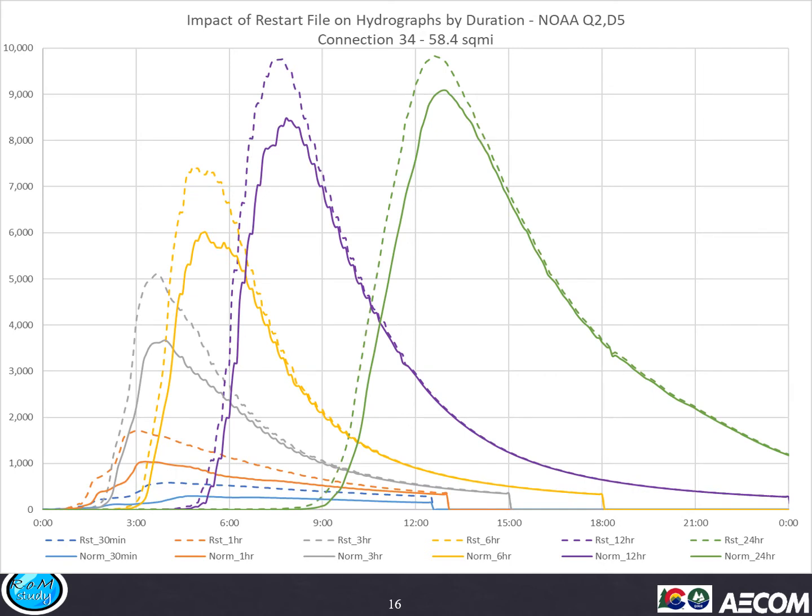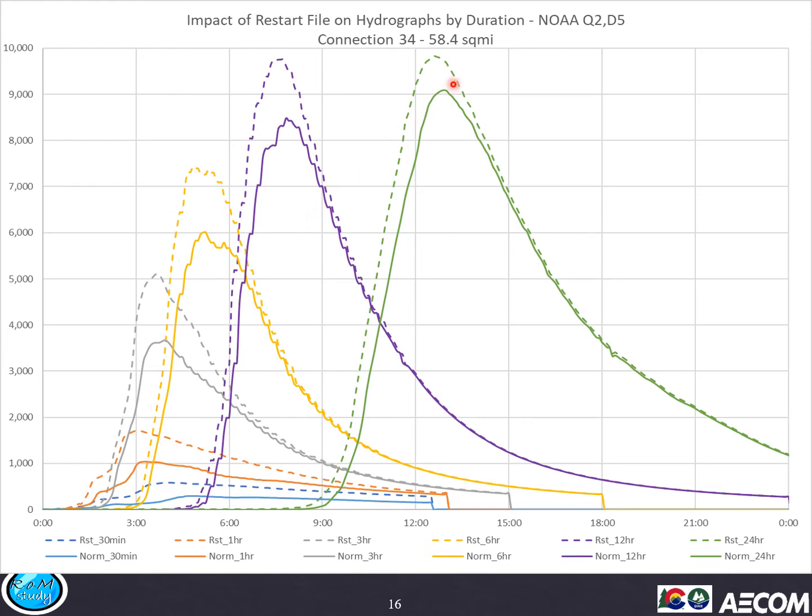Now if we look at the effects of the restart file on the NOAA quartile 2 decile 5, so more gradual storm, we see something a little bit different here than what we saw for the SES type 2. This is a larger drainage area again, but you can see here that the effects of the restart file are less pronounced in general, and you can actually see similar impacts across all of them instead of a lessening impact.